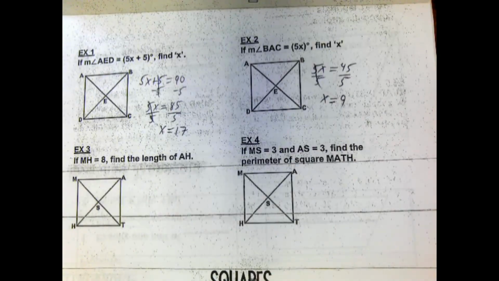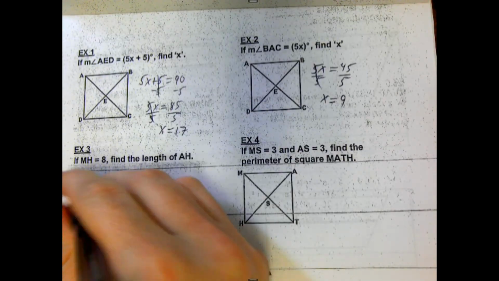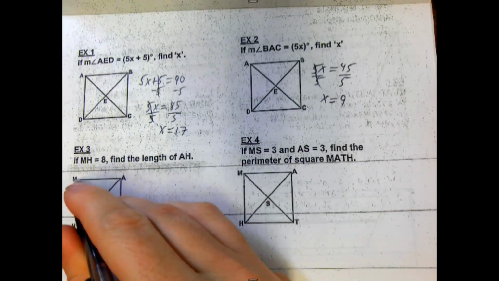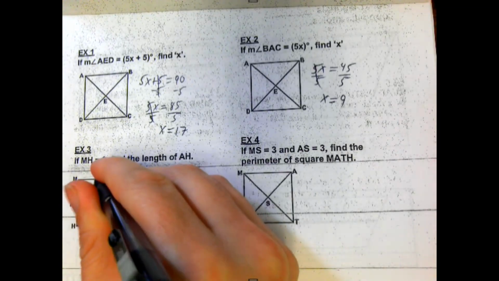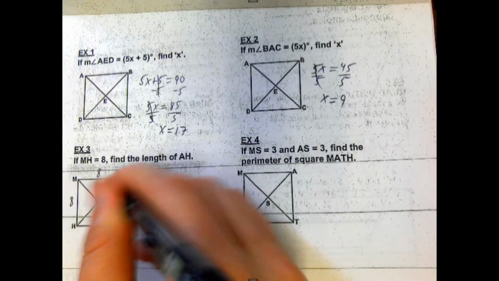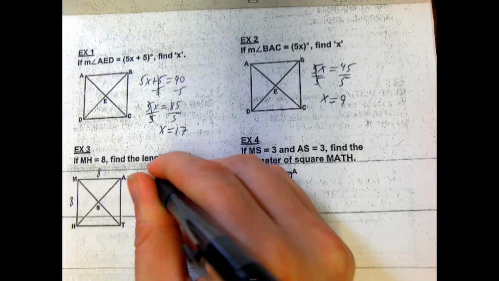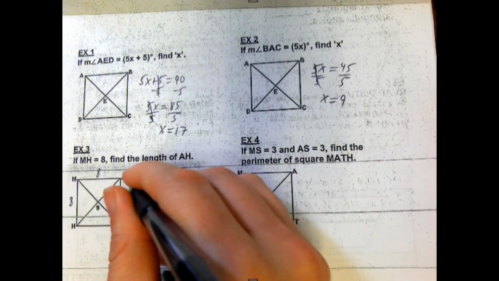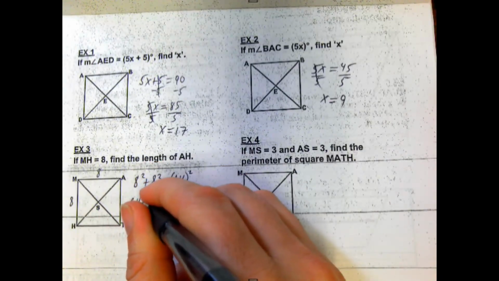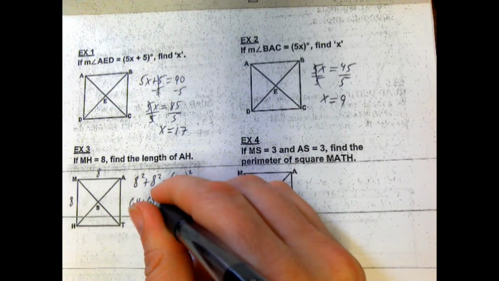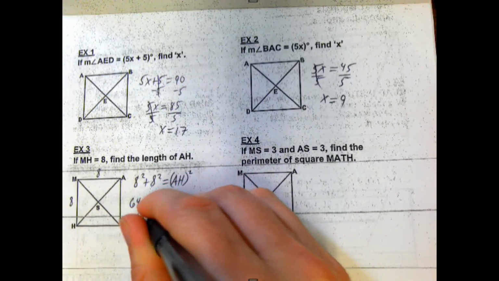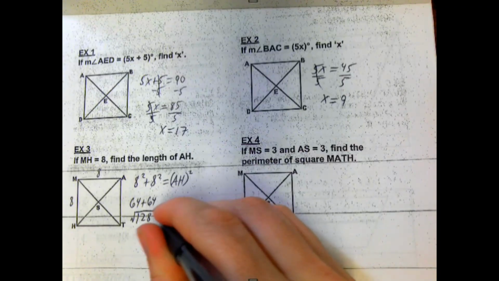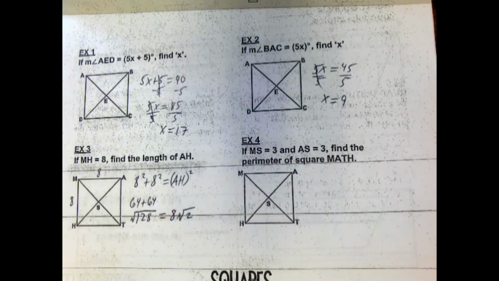So for this, we're going to use the Pythagorean theorem because this forms a right triangle within the square. So this is 8, this is also 8 because it's a square, and then we just got to figure out what this third side is. So 8 squared plus 8 squared would equal AH squared. 8 squared is 64, so 64 plus 64, which is 128. So we would want the square root of 128. And that's going to simplify to 8 square root 2.